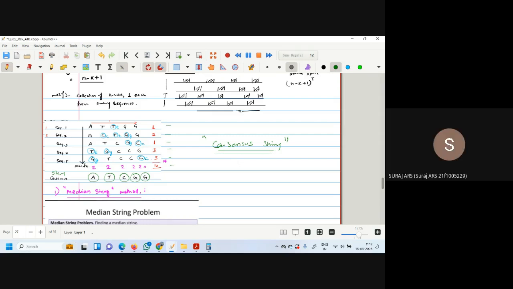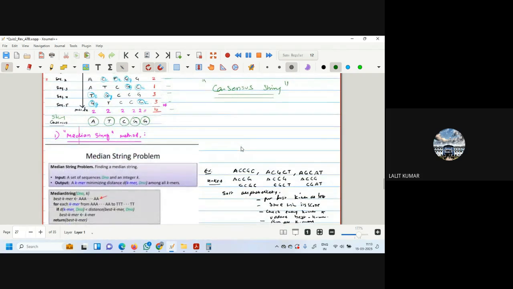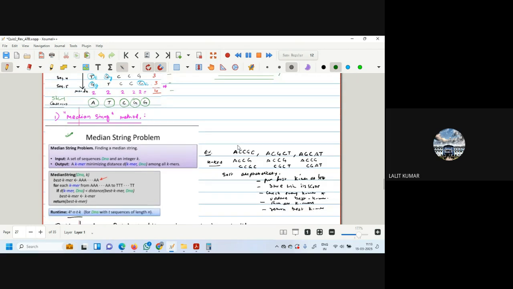No doubt. Okay, so the first rudimentary method to solve this problem is known as the median string problem. In the median string problem, we have a set of DNA sequences, and we are given one integer k by which we form the k-mer. The output is the k-mer which minimizes the distance between this k-mer and the DNA among all k-mers.